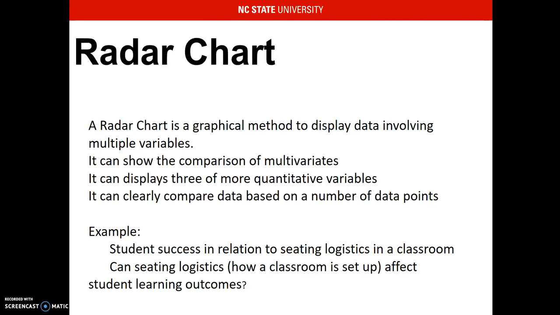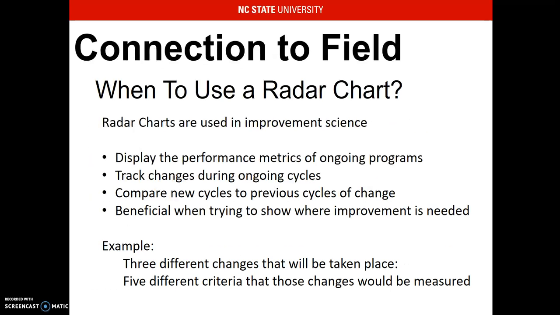So, for example, if you are doing an improvement science on student success in relation to seating logistics in the classroom, you can set it up so that each seating change is a different change cycle, and then measure the different forms of learning outcomes or learning preferences as it relates to that. Then display that data on a radar chart.